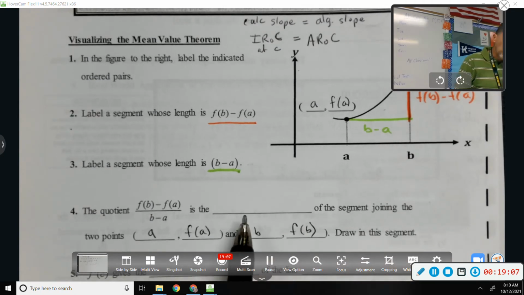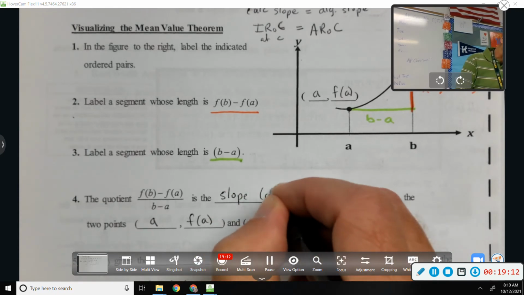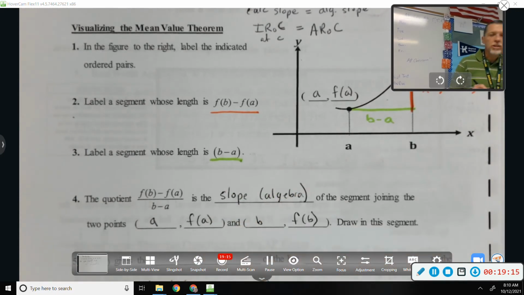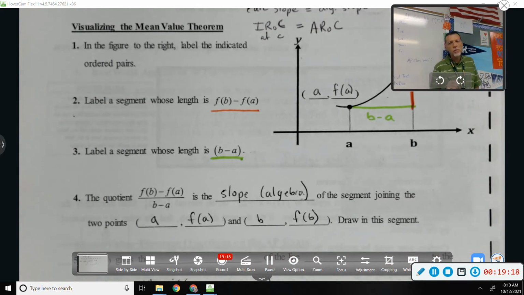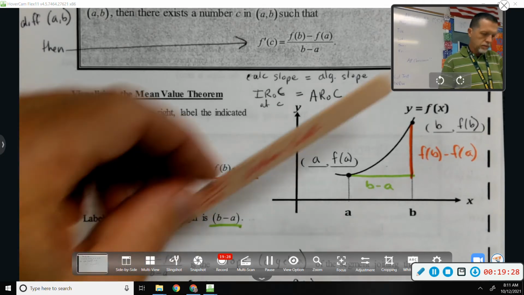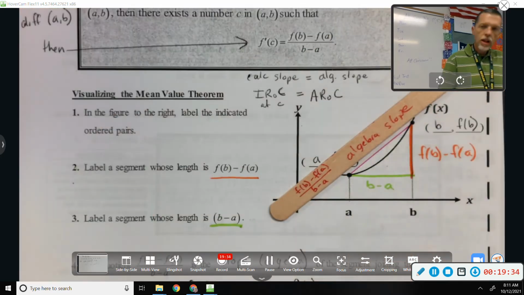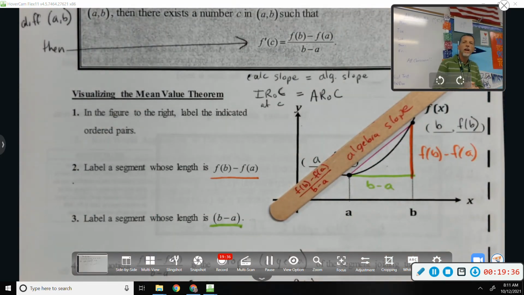Do you know what word goes in this blank? The slope. And I'm going to put slope and then in parentheses algebra, because sometimes we talk about calculus slope, sometimes we talk about algebra slope. That's definitely the algebra slope. Draw in this segment. Andrew, that's exactly what you wanted to do. So if I draw in that segment, and I even drew it in with a popsicle stick already labeled. If you don't have this popsicle stick, that's okay, but that's my algebra slope, f of b minus f of a over b minus a.